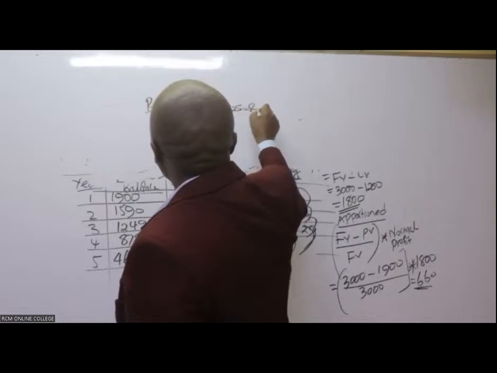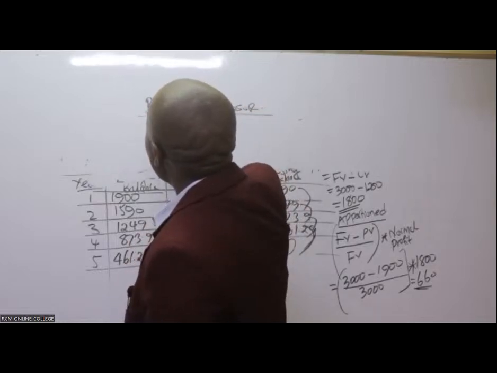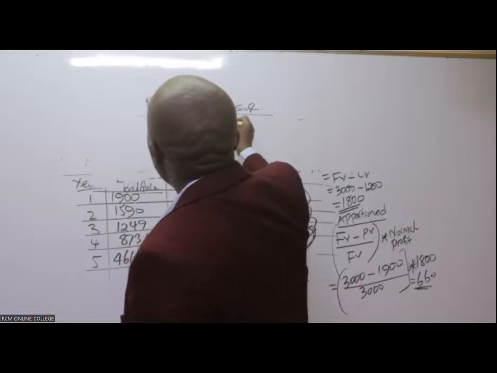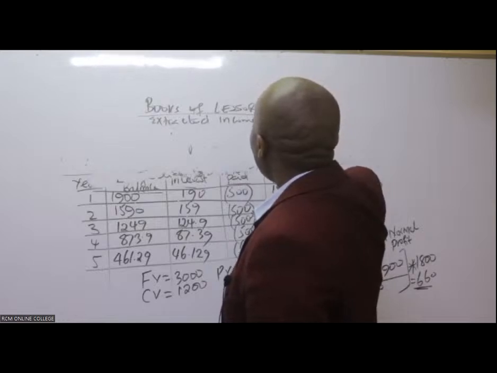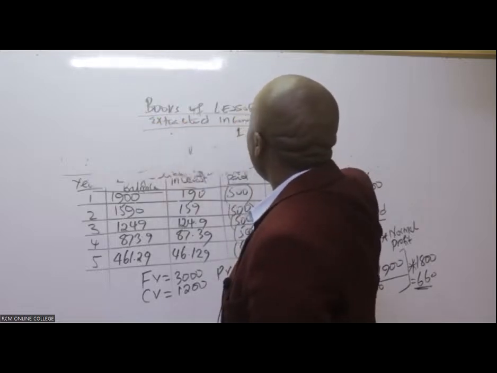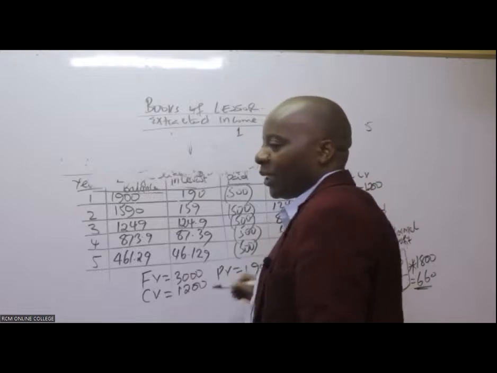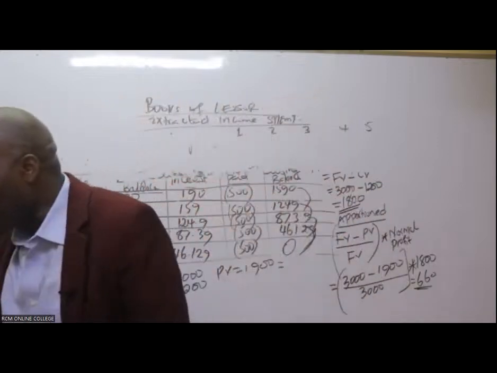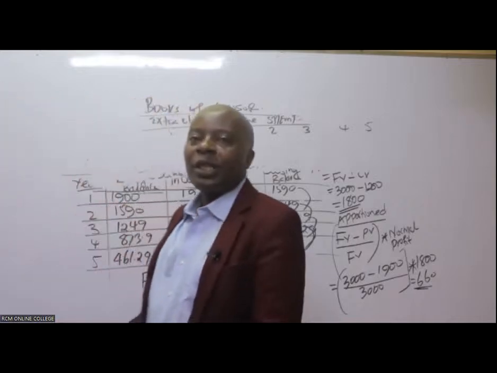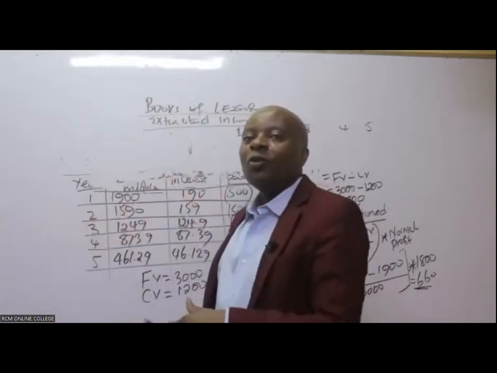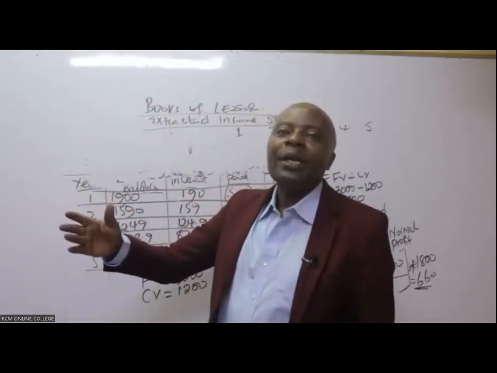So the lessor, in the extracted income statement, what is this guy going to recognize? Year 1, year 2, year 3, year 4, year 5. What is he going to recognize? Interest income. So to the other guy, the lessee, it's interest expense.